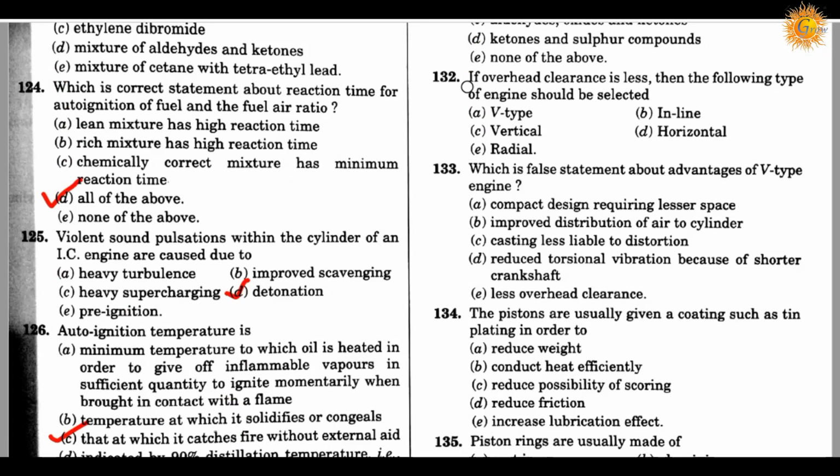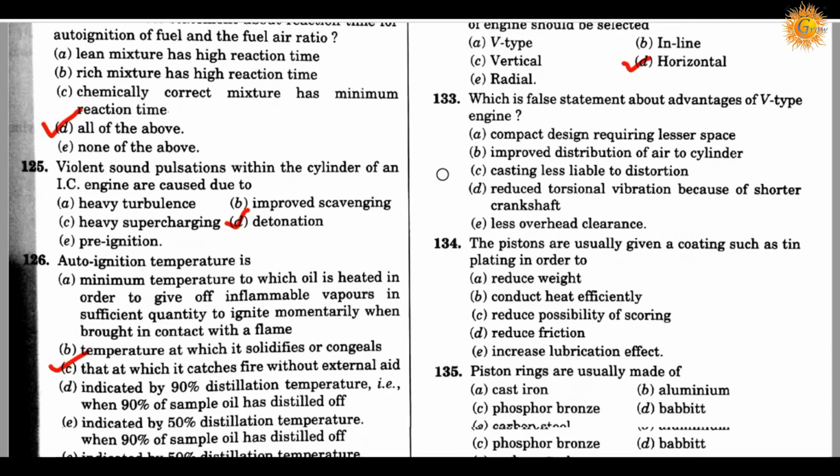Question number 132. If overhead clearance is less, the following type of engine should be selected. Option A, V type; option B, in line; option C, vertical; option D, horizontal; option E, radial. Correct answer is D. So if overhead clearance is less, a horizontal engine should be selected.